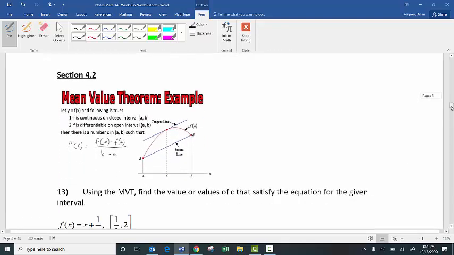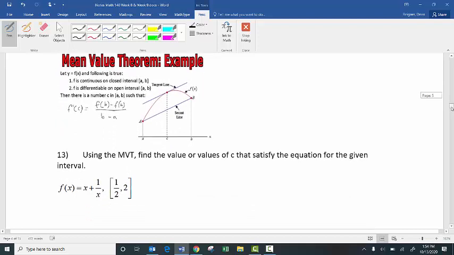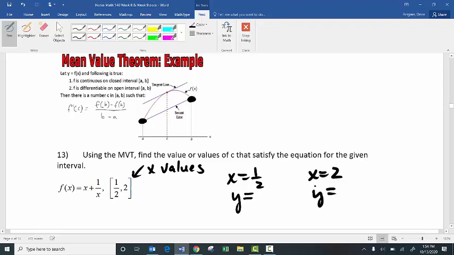So now, before we get to the main thing, which will carry us through for a week or two, we're going to talk about the mean value theorem. What the mean value theorem says, and what we're going to try and do, is figure out the slope of a secant line. So we're going to have 2 points. I have to give you these points. Here are the x values. When x is a half, we're going to figure out the y. When x is 2, we're also going to figure out the y.